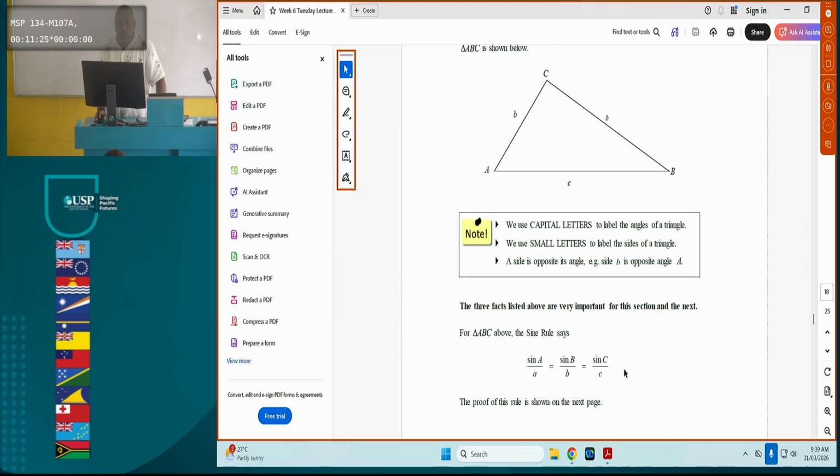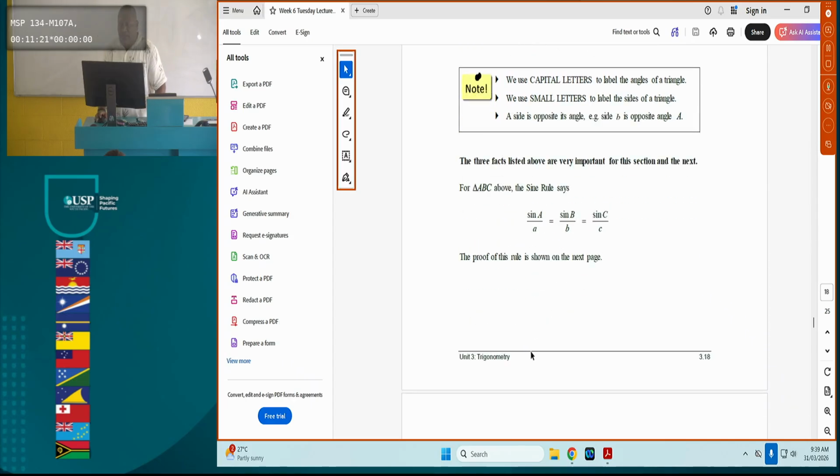All right, this is what the sine rule says. Sine of angle A divided by side A equals sine of angle B divided by side B equals sine of angle C divided by side C. Now, that rule is usually given in the test and exam. So it's a matter of how to apply it.